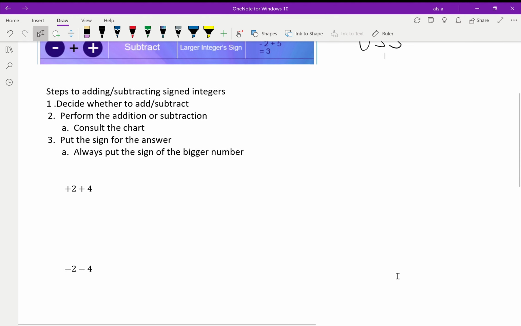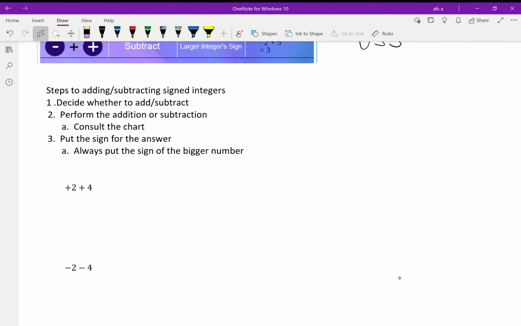So let's take a look at that. The first example we have is plus 2 and plus 4. The first thing I'm going to do is think through whether I should be adding my numbers or subtracting my numbers here. Because both numbers have the same signs, I know that same signs add. So without worrying about the signs, you're going to go ahead and add up the absolute values, which gives you 6. Now, this was the second step, where you actually carried out the addition or subtraction. The last step is to figure out the sign of your answer.